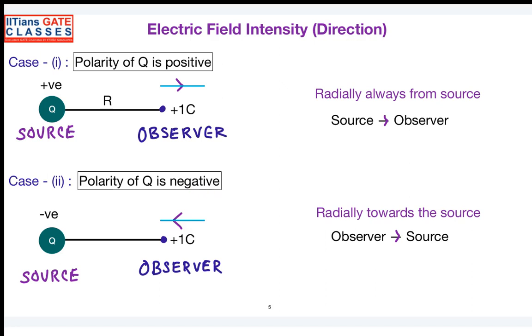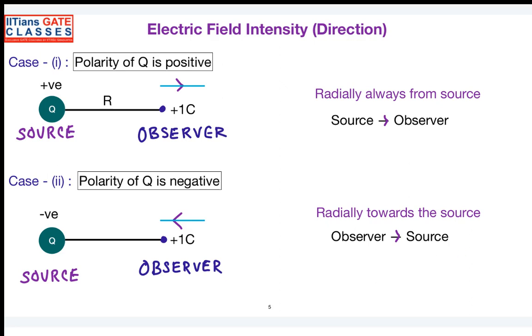So let me summarize. You need not think too much here. If the charge is positive, the electric field intensity is from source to observer. If the charge is negative, the electric field intensity is from observer to source. If you have any doubt, try to get it clarified now. So point number 1, source and observer. Is it clear for you? What is source and what is observer?